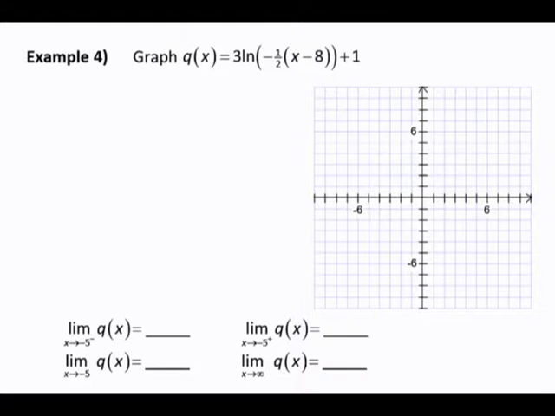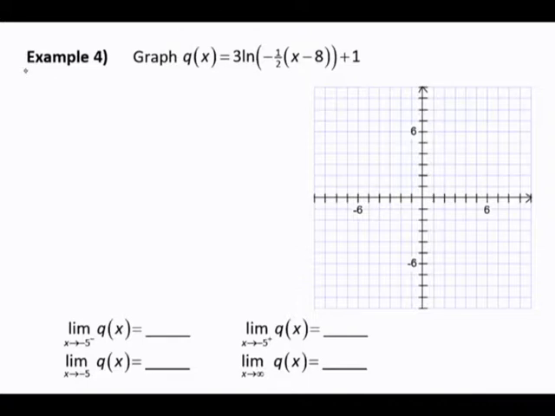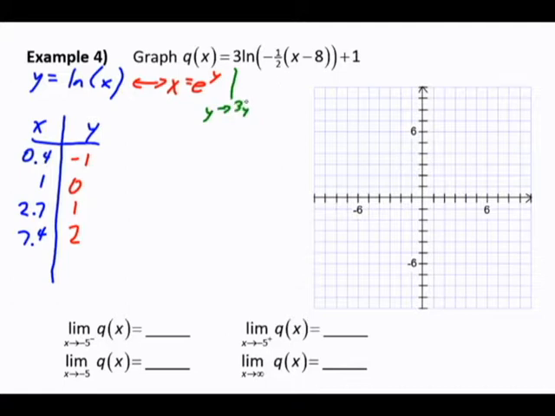The last example ties everything together. It's a good one to try on your own if you haven't tried one yet. Here's my solution. Don't forget the inverse relationship that input transformations have.